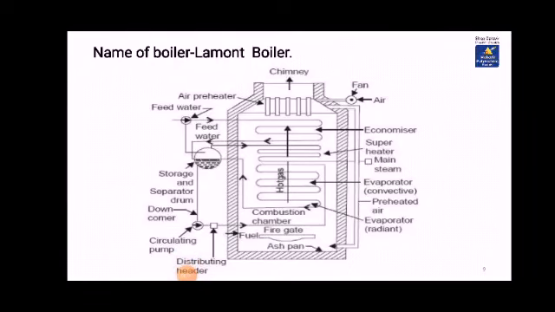The next boiler is Lamont boiler. Here in this boiler there are components like the ash pan, over which we burn the fuel on the fire grate. There is a combustion chamber. There is also a circulating pump. Here the storage of water and steam is done in the storage and separator drum.